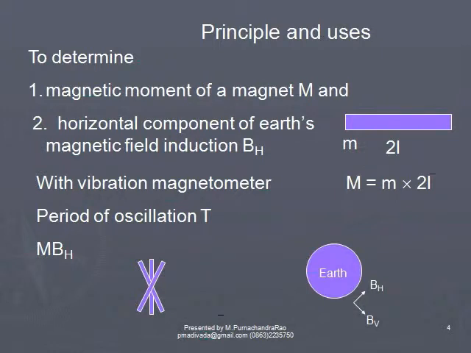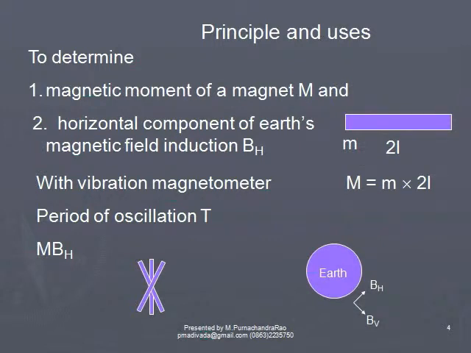With vibration magnetometer, we determine the period of oscillation of a magnet, and then we calculate MBH, the product of magnetic moment and horizontal component of Earth's magnetic field induction.